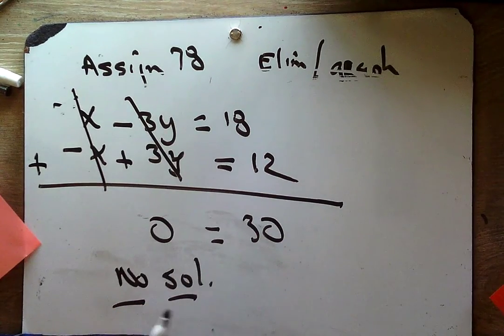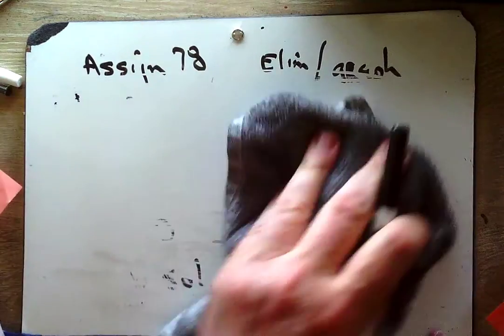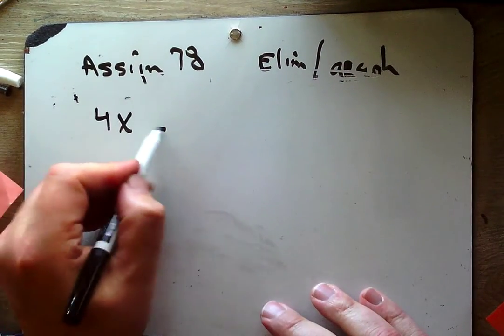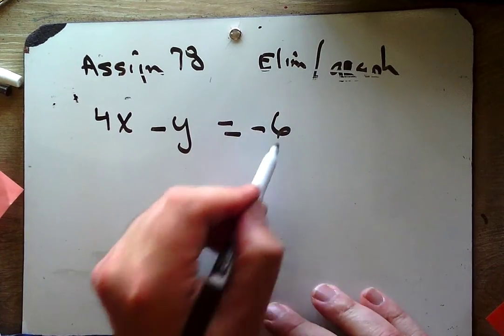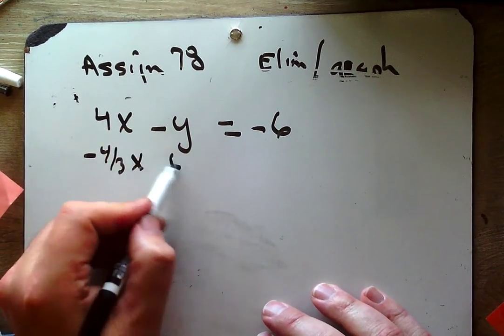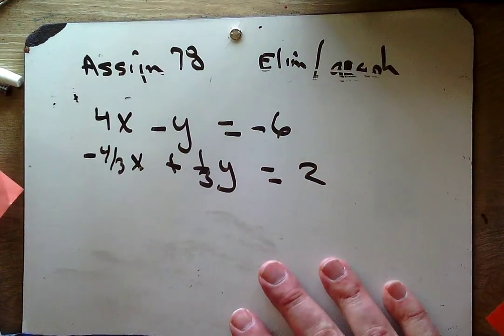And that's that parametric solution. They have the same slope, but they also have the same y-intercept. Okay, so there was that one. And can you do this one for me? 4x minus y equals -6. -4/3 x plus 1/3 y equals 2.